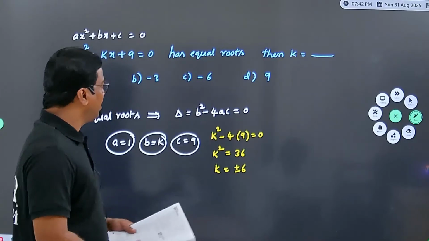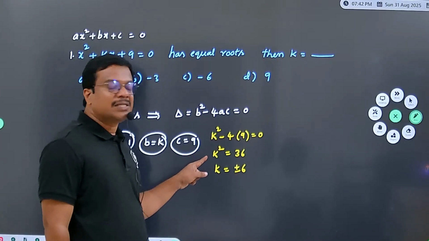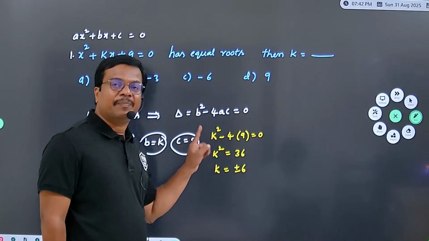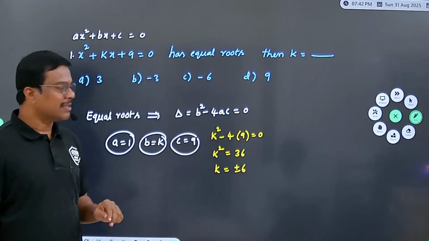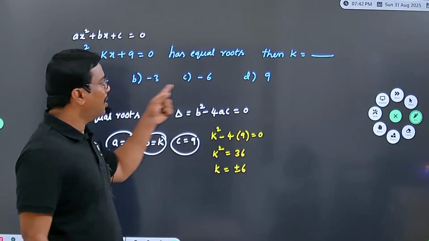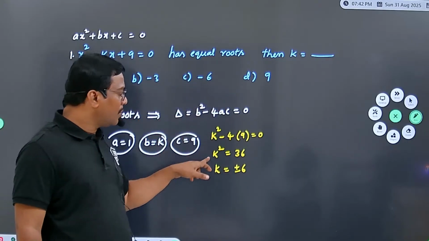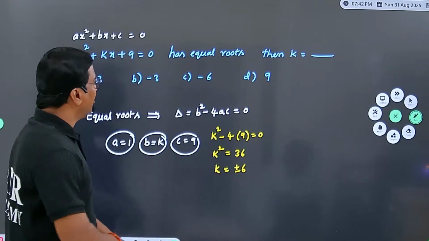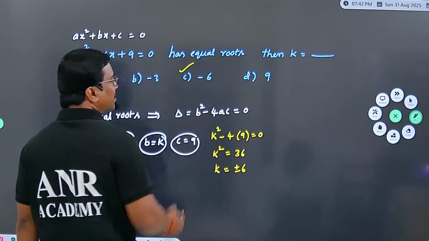Here, since k square equal to 36, the value of k may be plus 6 or minus 6. If you write only the value of k equal to 6, there is no option. You have to write both, the value of k as plus or minus 6. From that, one option is given, C here, that is the answer.